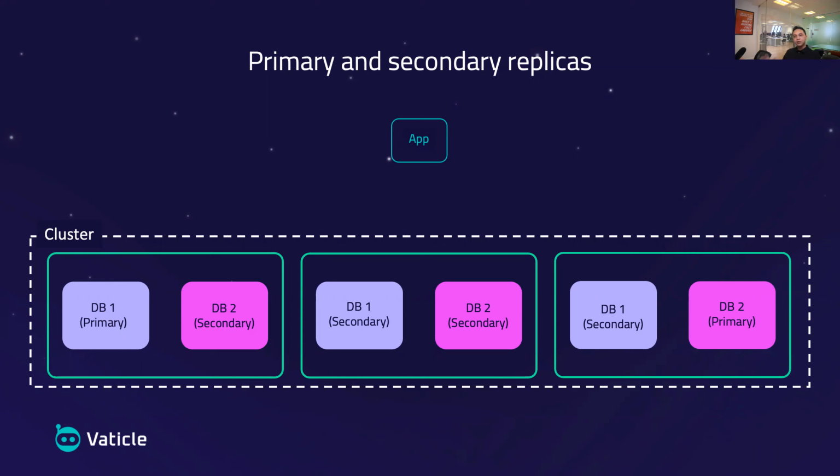Now, replicas play distinct roles from one another. One replica will be designated as the primary replica, whereas the other replicas are secondary. Each database is running in its own replication group, which means that, for example, the primary replica of DB1 will sit on the first server on the left, whereas the primary replica for DB2 will sit on the server on the right.